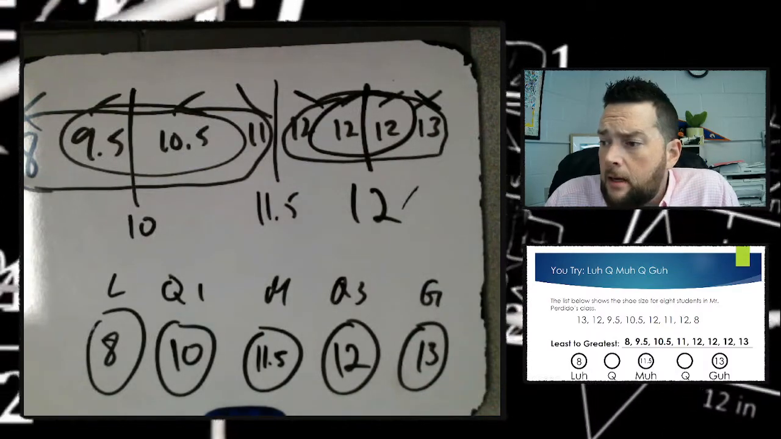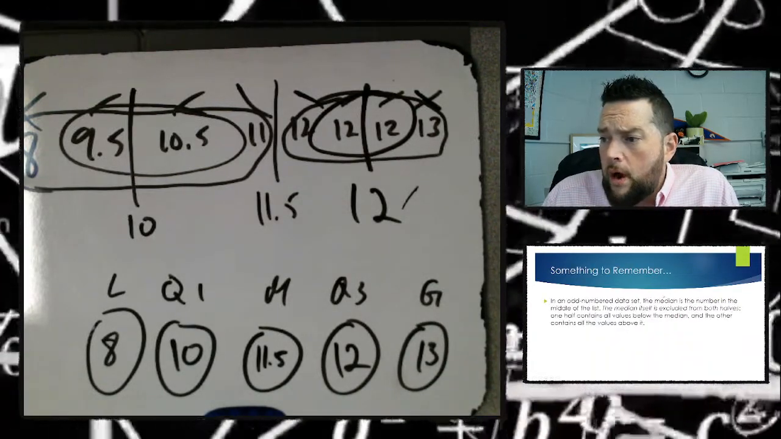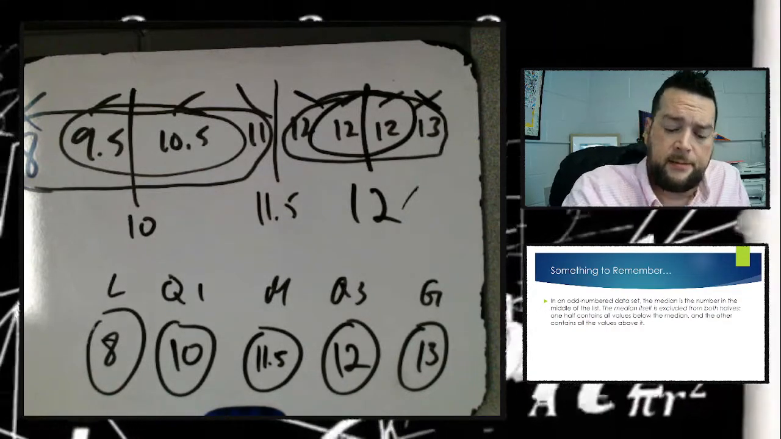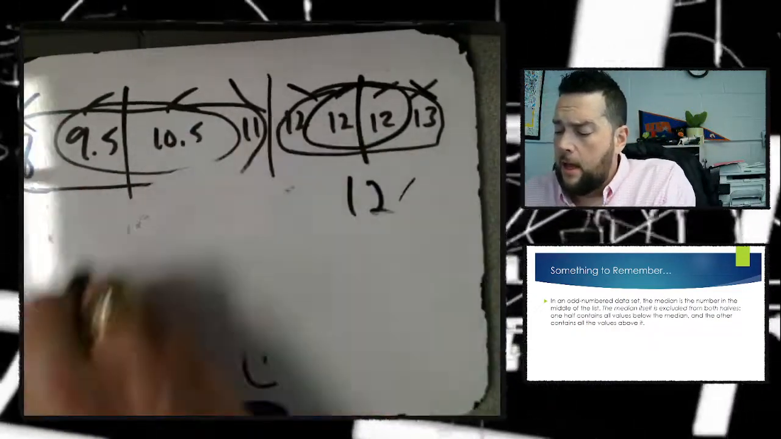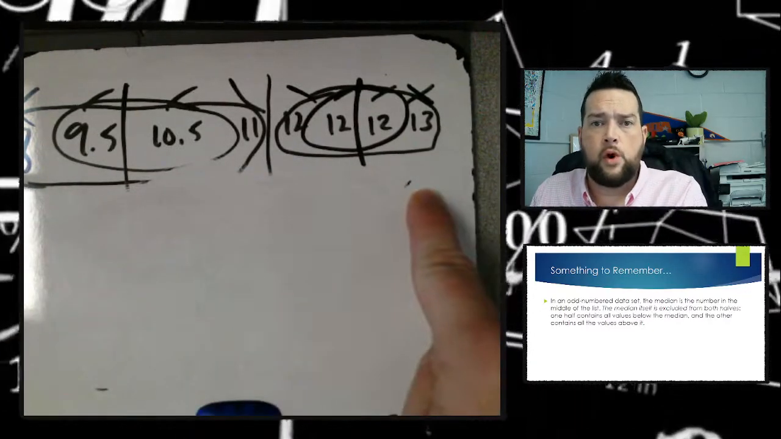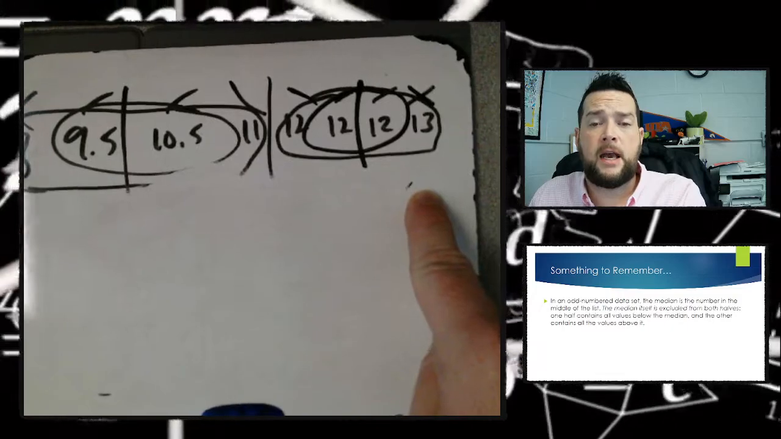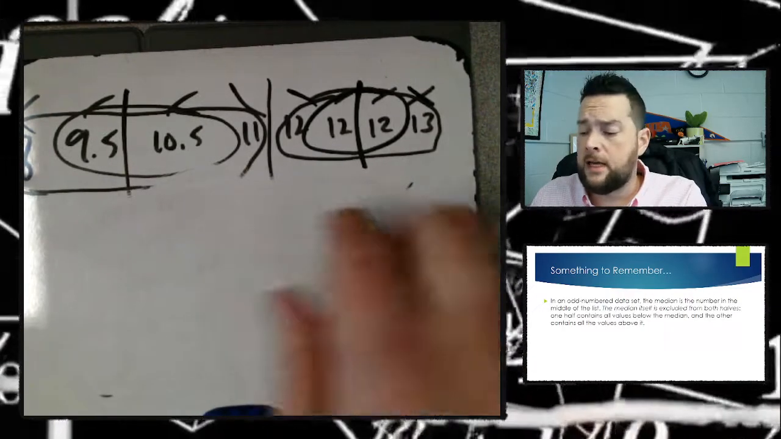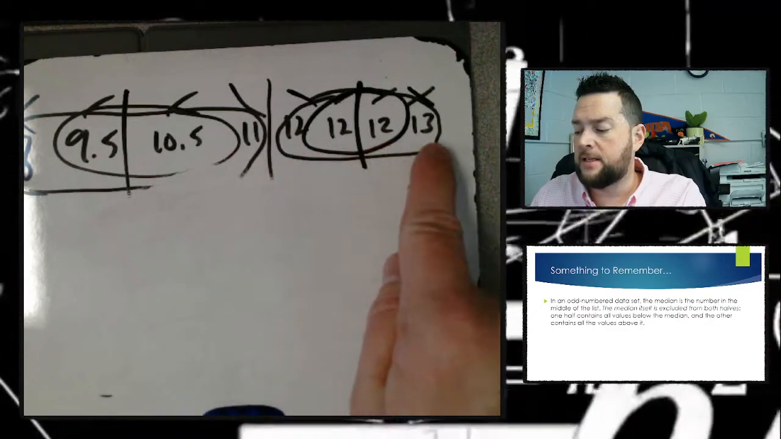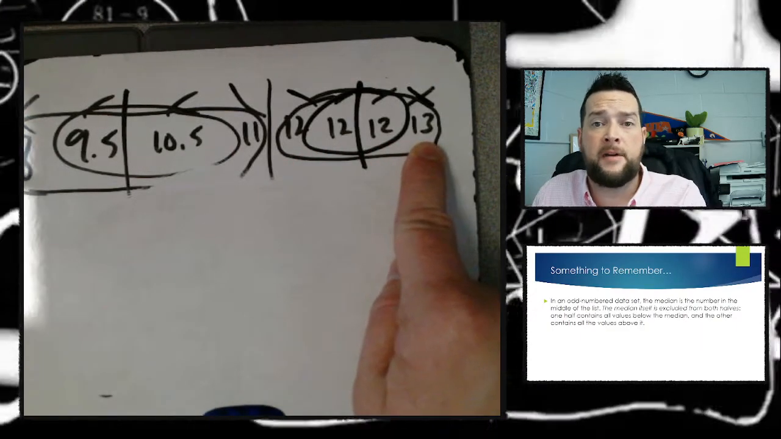All right, let's go to the next one. Before we go to the next one, there's something that we need to talk about, okay? If you notice right here, this is what it looks like to work with an even numbered data set. And what I mean by that is in the data set, there's 1, 2, 3, 4, 5, 6, 7, 8 data values, all right?